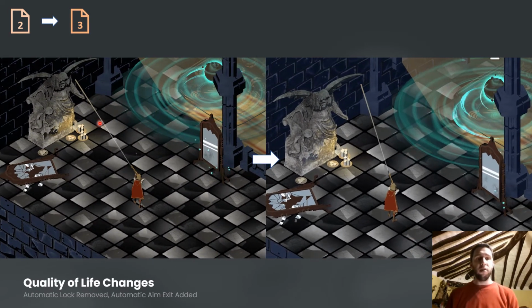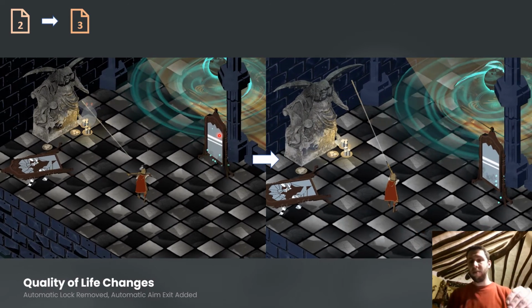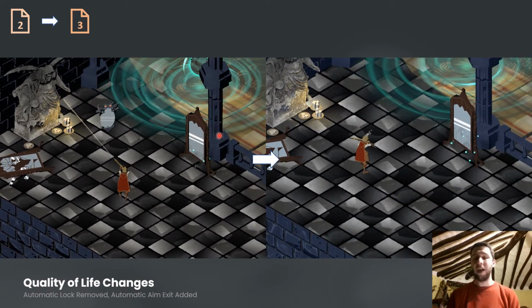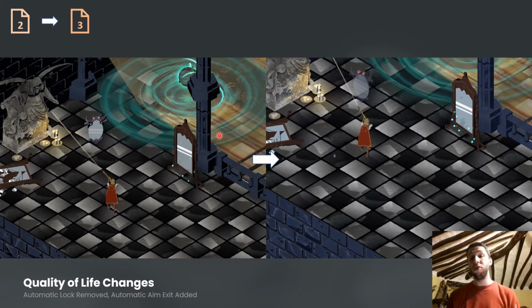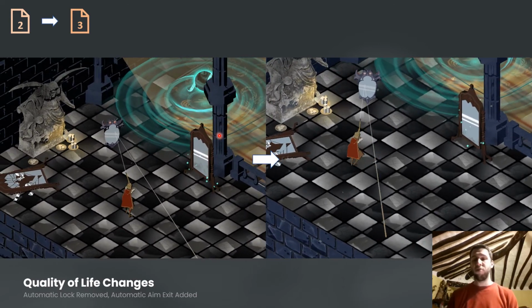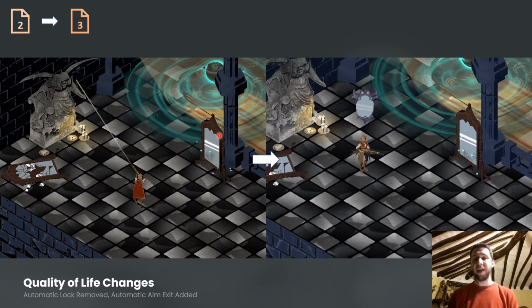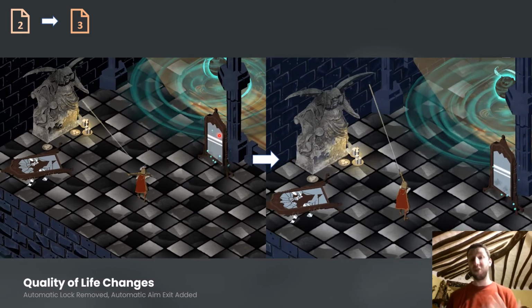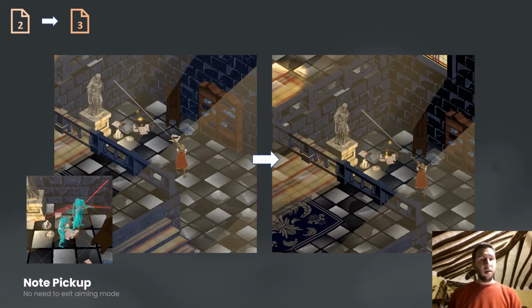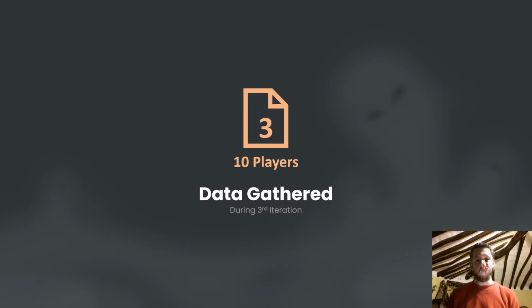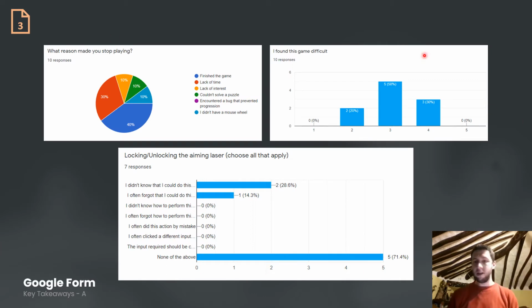We also removed the fact where when you place the mirror, your aim would automatically lock, and we also added the fact that when you shoot, it would automatically take you out of aiming because players were actually moving all the time while aiming and then complaining they were moving very slow. By taking them out of aiming, they would move without aiming, which is actually faster. And we also made sure that you can pick up notes without having to stop aiming. Then we can see that overall this was a huge improvement, although we had a lot of players that stopped because of lack of time, but overall these changes were still an improvement.